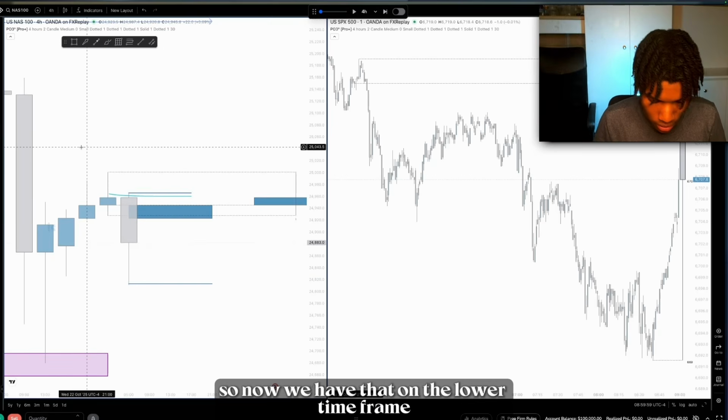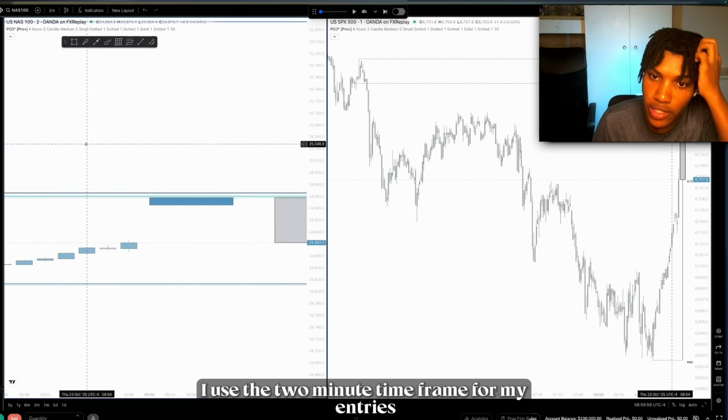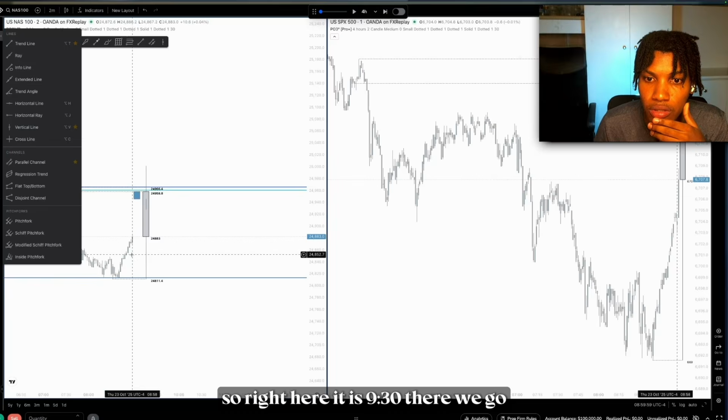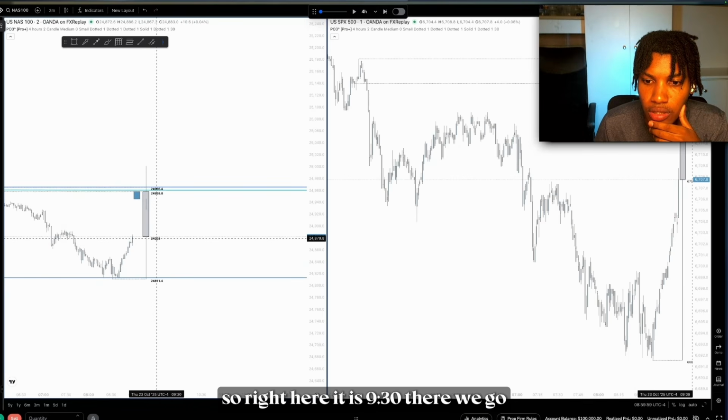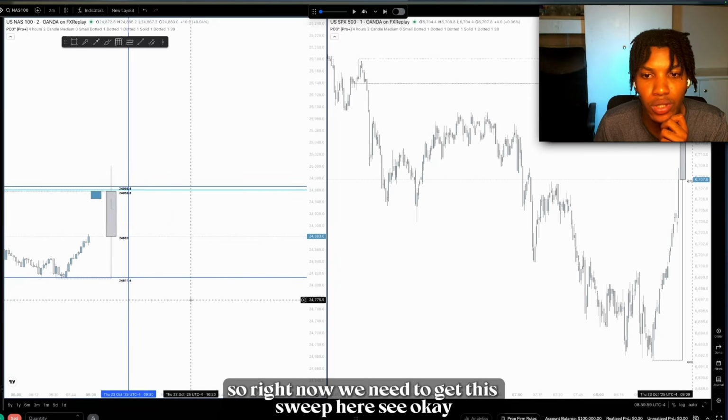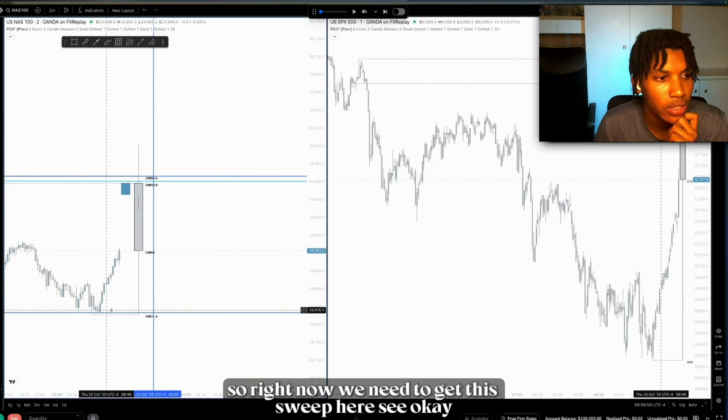So now we have that on the low time frame. I use the 2-minute time frame for my entries. I'm waiting for a sweep, and market open will occur at 9:30. So right here it is 9:30. There we go. So you're just going to wait for a sweep of this area. So right now we need to get this sweep here.